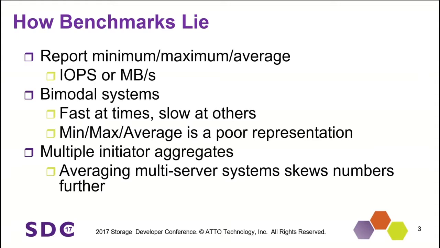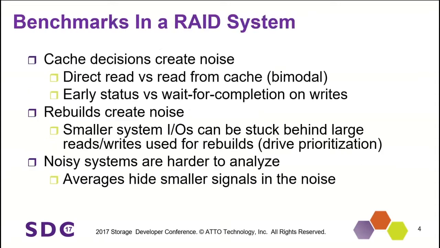When we start to get into multi-initiator situations, which you do in a SAN very often, we get the same thing because we're averaging from server to server to server, and it skews our numbers further. So it becomes a problem. When we turn on our RAID stack, we even have bigger problems because the cache decisions that the RAID stack is running create noise.